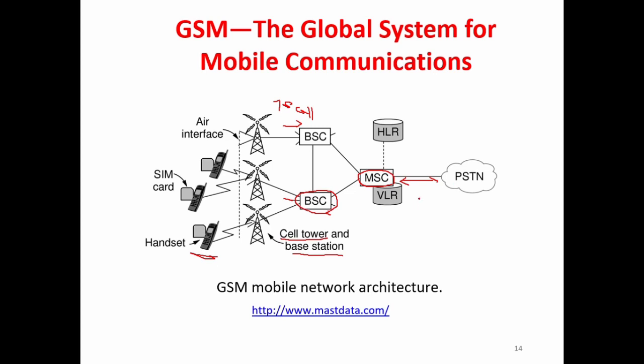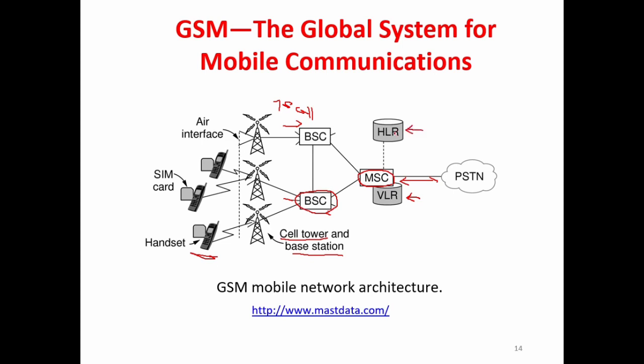And there are two other blocks here. For instance, this VLR, which is the visitor location register. For each of these blocks, there are some responsibilities. I don't expect you, of course, to know them, I just want to give you some intuitions. For instance, this visitor location register is responsible for roaming services. So if you want to use the roaming services, this is responsible.